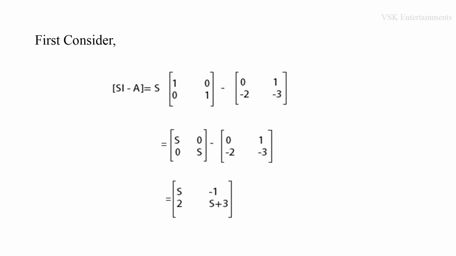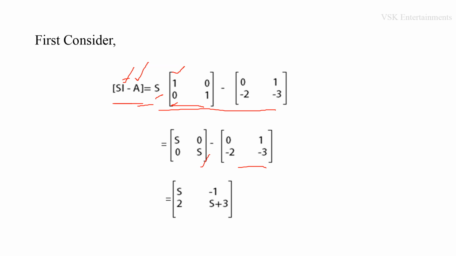In order to find the solution of the given state equation, first consider sI minus A. We already know the identity matrix and the system matrix. Substituting these two values, the result is s into the identity matrix minus the system matrix. Multiplying the identity matrix with s, we get matrix s 0 0 s, minus the same system matrix.